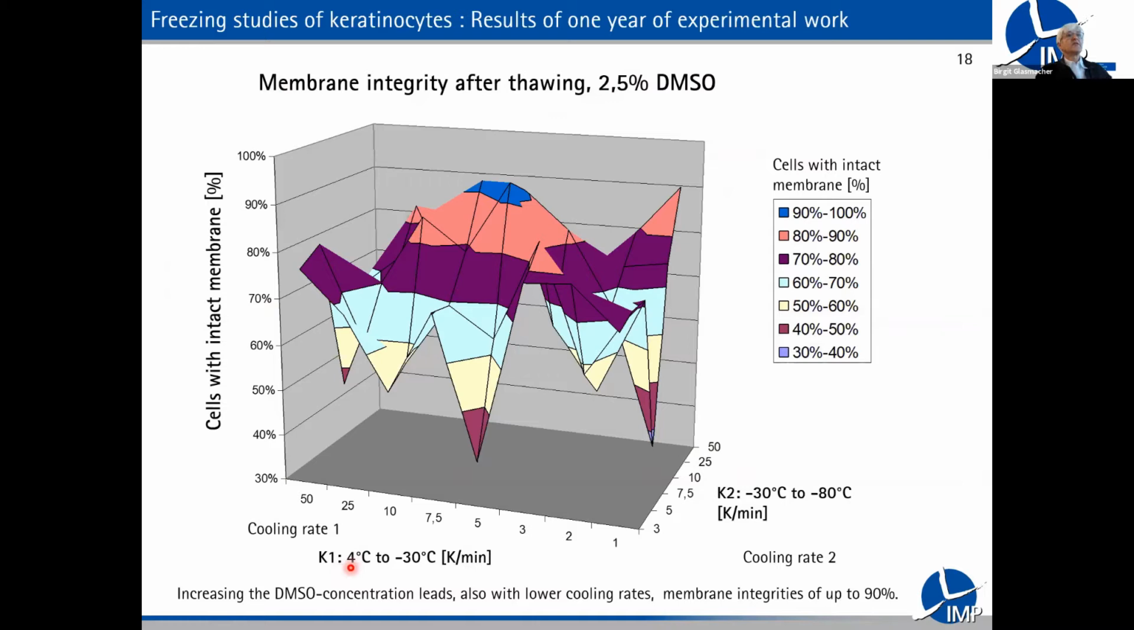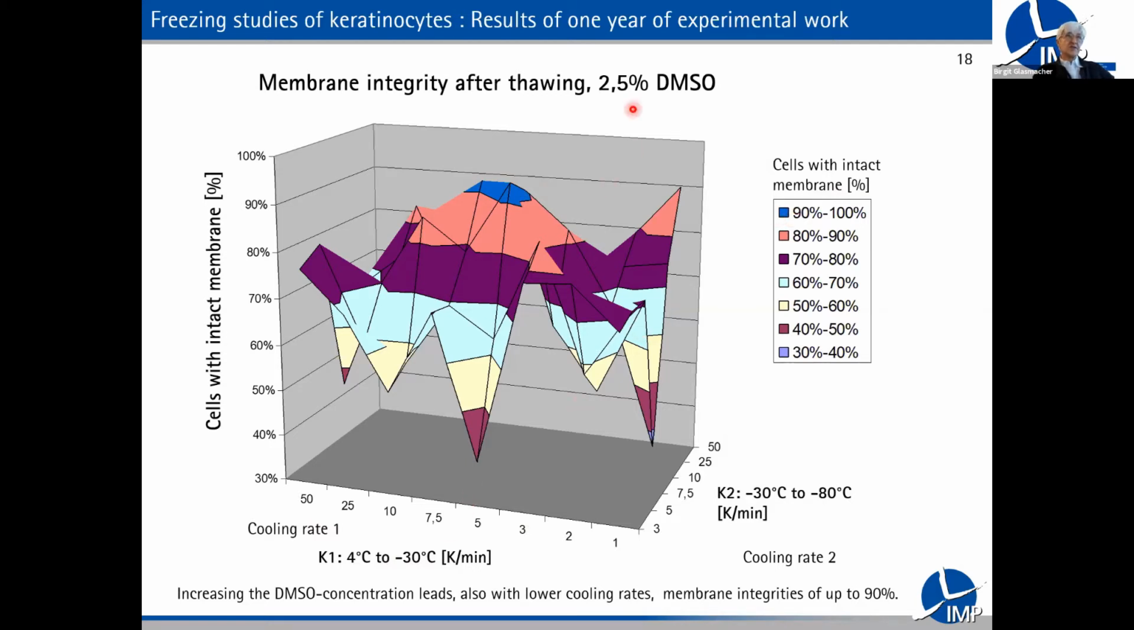So here from 4 degrees centigrade to -30, we had cooling rate number 1. And from -30 to -80, we had another cooling rate. In some cases, both were the same, then it was a 1-stage cooling. And the colors now show you cells with intact membranes. Here, in this little area, we have intact cell membranes for more than 90% of the cells.